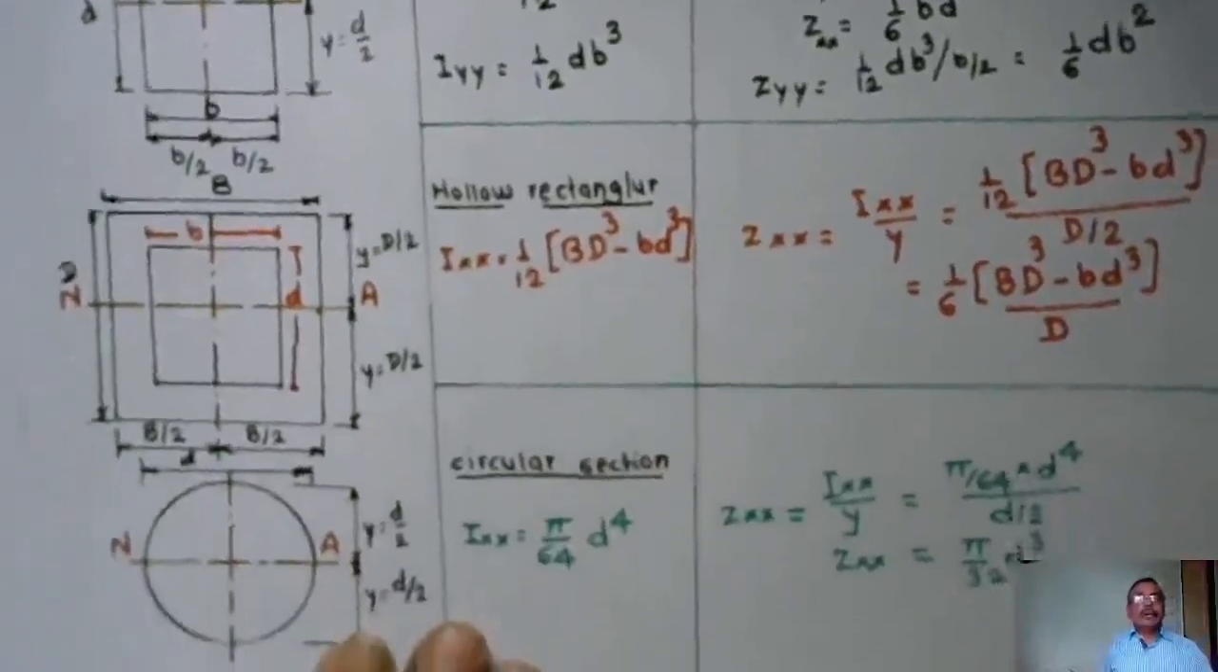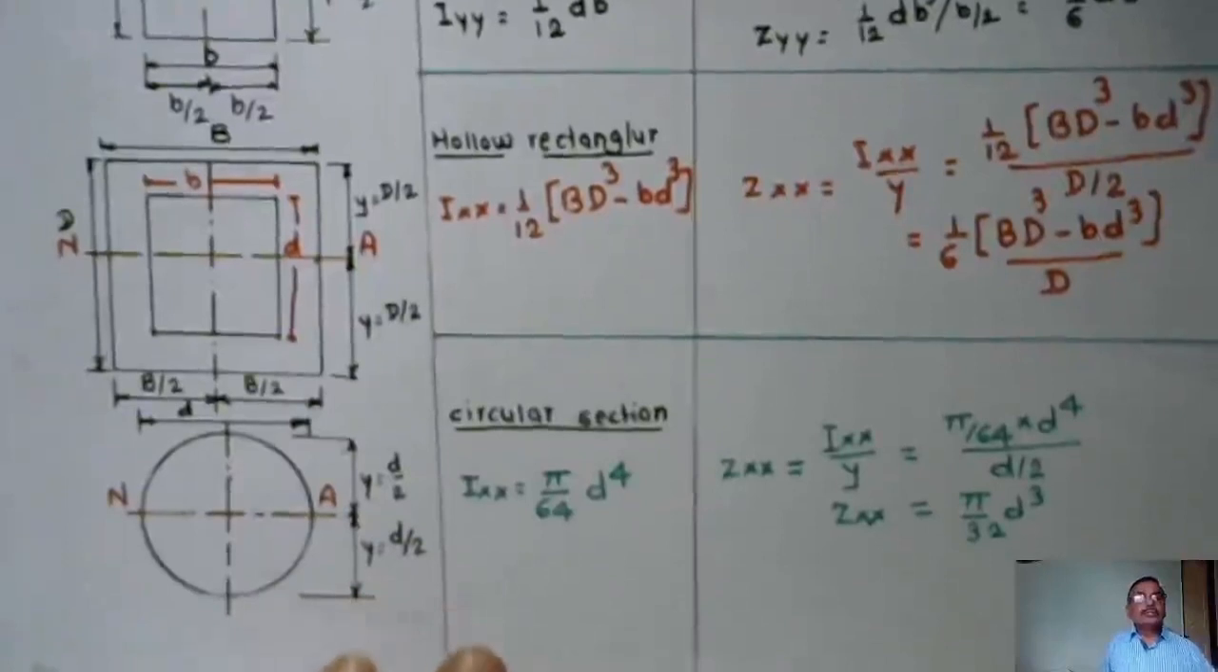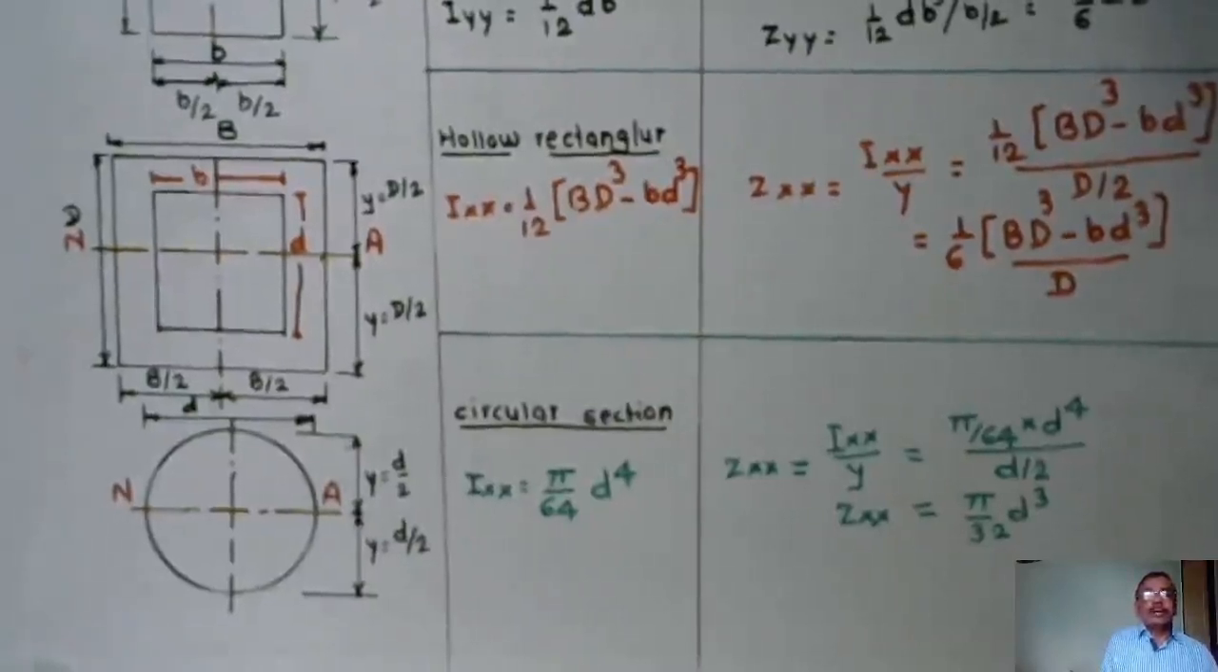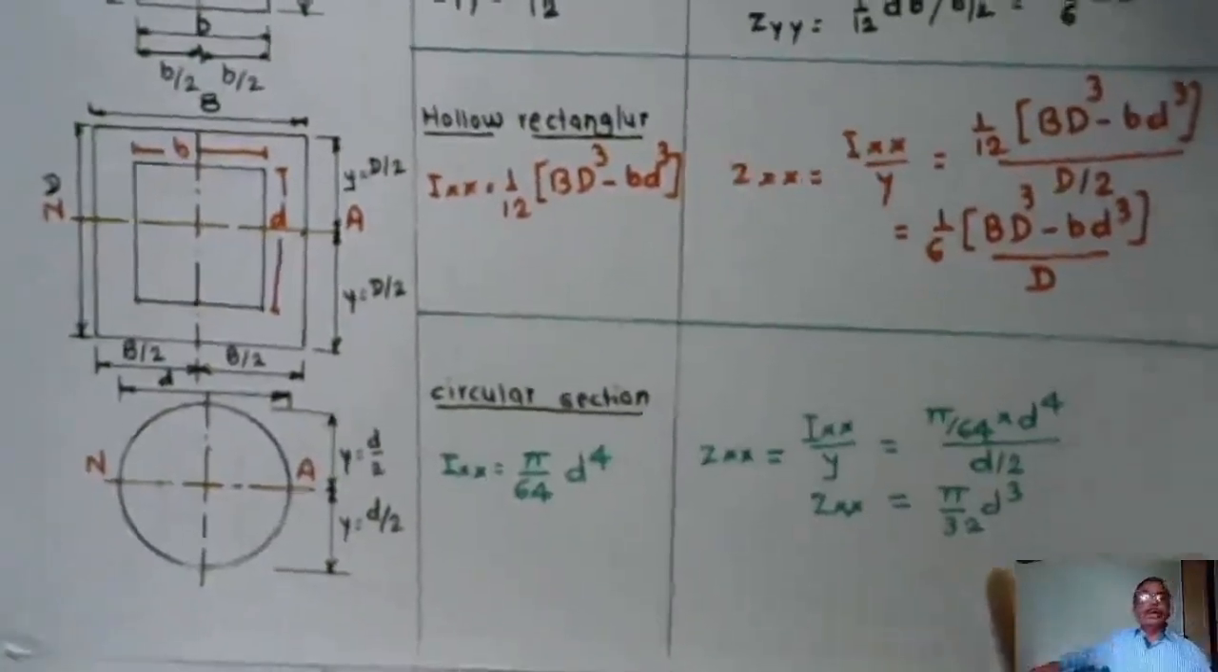Next section is the circular section. In this circular section, D is the diameter of that section. In that case, Ixx and Iyy are both the same, that is Ixx is equal to Iyy is equal to pi by 64 d raised to 4. That's why Zxx and Zyy are also the same in the circular section as well as in the hollow circular section. So in that case, pi by 64 d raised to 4 divided by d by 2. That's why Zxx is equal to pi by 32 into d cube.